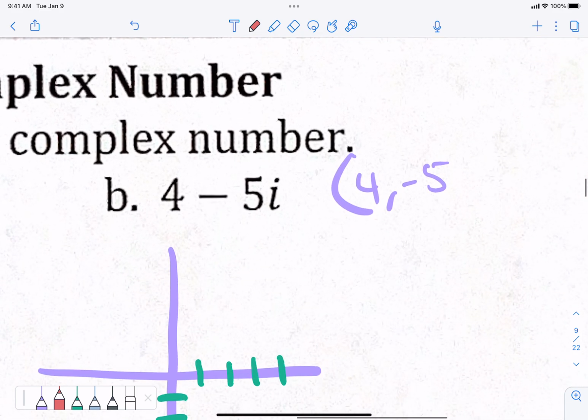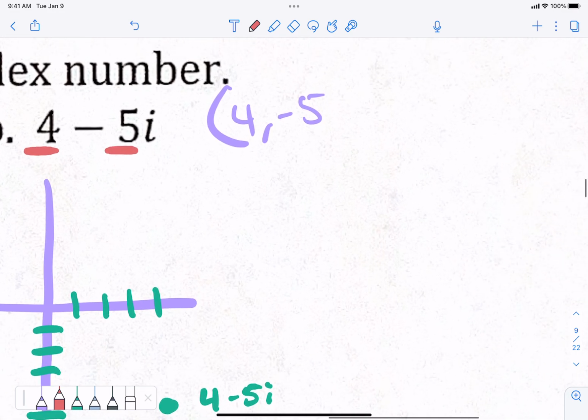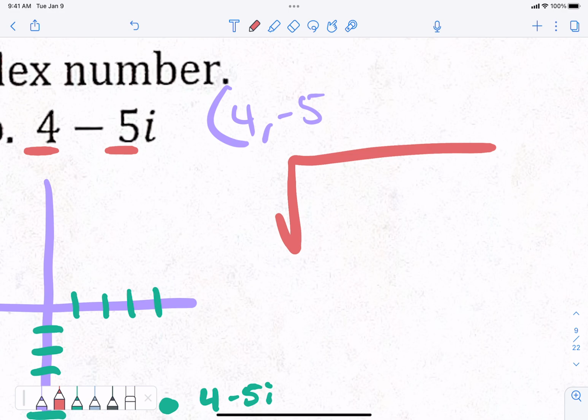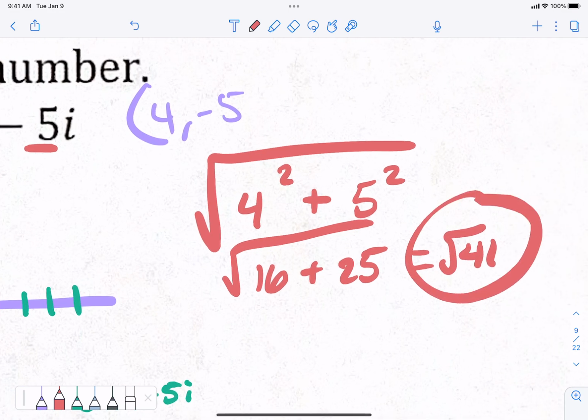So if we just do this before we even look at graphing the thing, 4 and 5, okay? We take the square root, because that would be like c squared, taking the square root of 4 squared plus 5 squared. I always get rid of the negatives, because you square a negative and it's positive. Square root of 41, so 16 plus 25 is 41. And that does not come out nicely, so we're just going to leave it as the square root of 41. Happy with that?